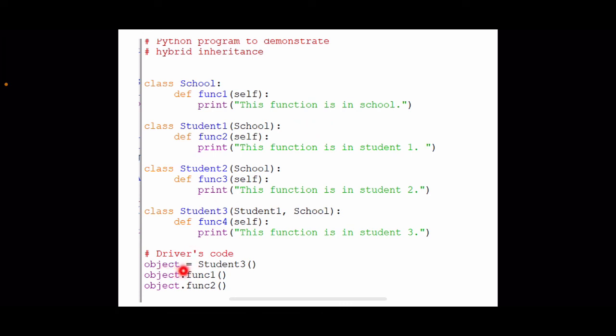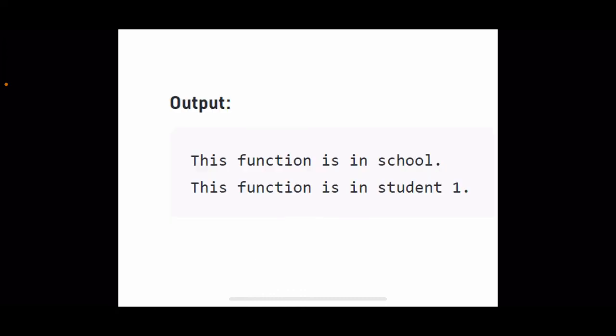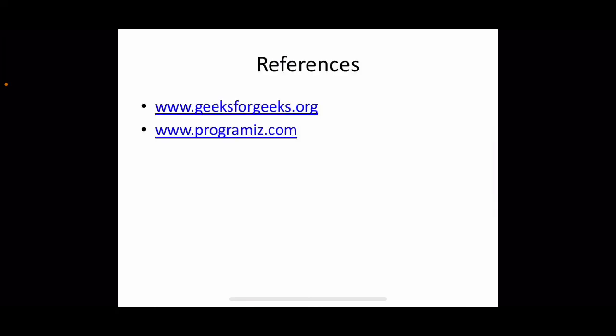Now we are instantiating a student 3 object. Now calling object dot function 1. Function 1 is defined within school, right? Function 2 is defined within student 1. So all these types of inheritance are possible. So output will be accordingly. First is the school's function, then the student 1 function, like that. So these are different types of inheritance in Python. These are the differences from which I took examples. Thank you.